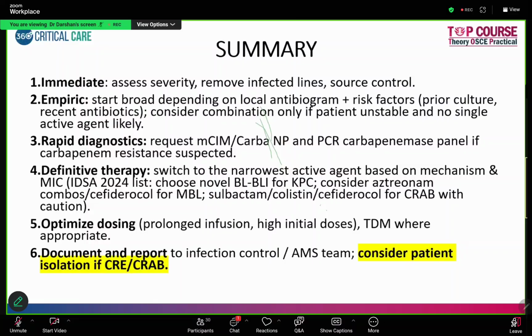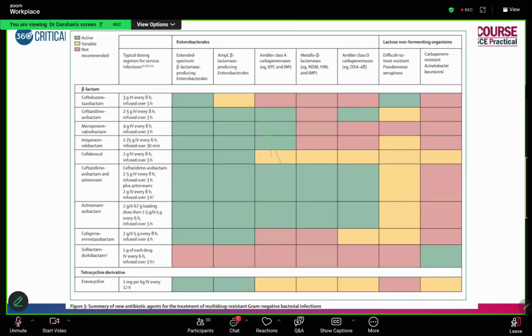Whenever you have patients with CRE or CRAB, IDSA says it is better to isolate these two groups of organisms because there is an increased risk of transmission. So this is about management of MDR gram-negative sepsis. As a take home, I would want you guys to take a screenshot of this.